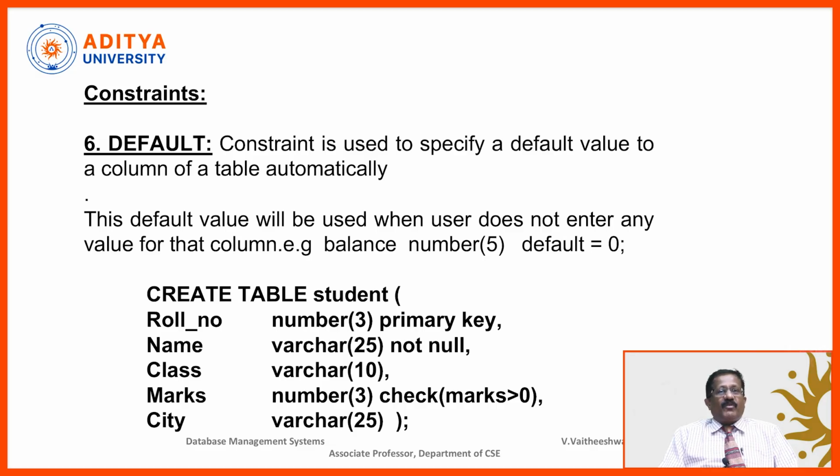There is one example: create table student, roll number number(3) primary key, name varchar2(25) not null, class varchar(10), marks number(3) check marks greater than 0, city varchar(25). In this particular table, student, the primary key is roll number. The name of the student must be not null, that means you have to enter a value, and for marks number(3), it is a check, greater than 0, that means marks should always be greater than 0.